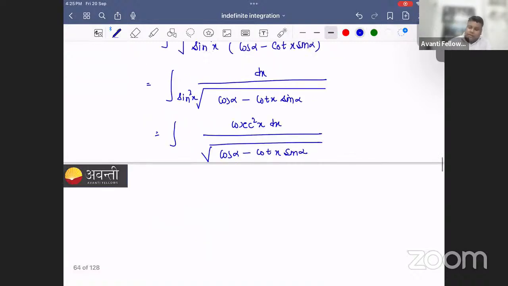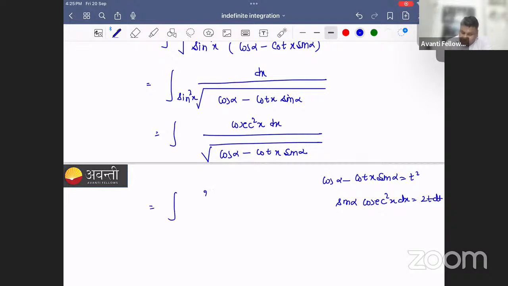Got it? Now, if you realize alpha is constant, but this cot x, which is variable, its derivative is minus cosecant square x. So let me assume the entire thing that is in the denominator, that is cos alpha minus cot x sine alpha, as t square. So its derivative will be sine alpha into cosecant square x dx as 2t dt. So this will be what? Numerator is 2t cosec alpha dt upon, downside it is t.